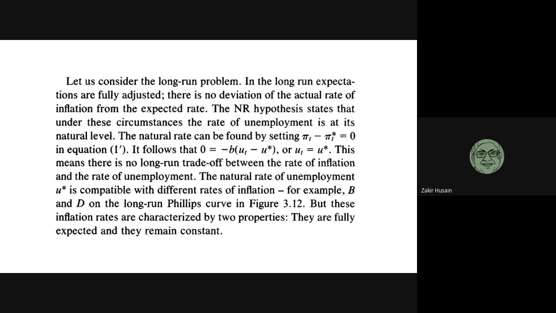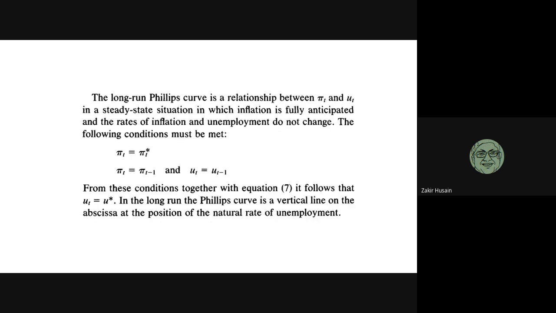So in this way, you may have any rate of inflation as long as it is equal to the expected rate. But in the long run, you're always going to remain on the vertical Phillips curve. Okay. So the inflation rates are characterized by two properties. They are fully expected. That is, if you have pi_t equal to whatever, let us say theta, pi star_t is also equal to theta. And if there are no other changes, it's going to be the same. Pi_t is not going to change.